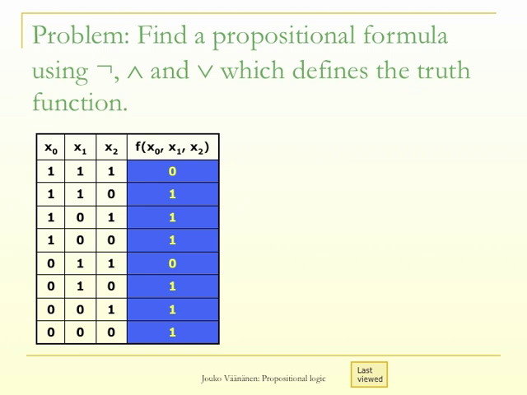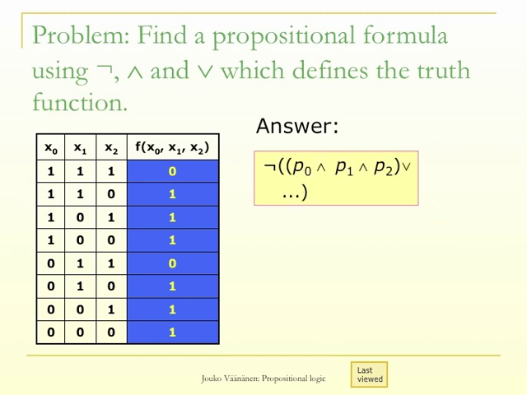By focusing on the zero rows, we can build a formula whose negation is the requested formula. So we start our defining formula with a negation, and then write a formula which has a truth value 1 on exactly the zero rows. There are 2 zero rows, so we build, inside the negation, a disjunction of two formulas. The first is p0 and p1 and p2, and the second is not p0 and p1 and p2.